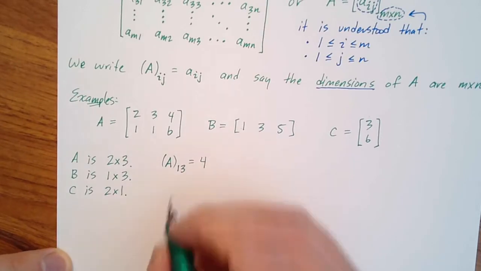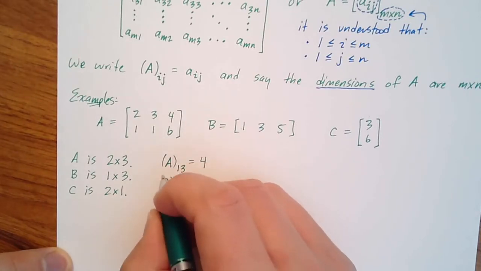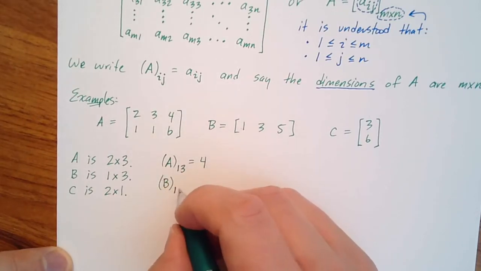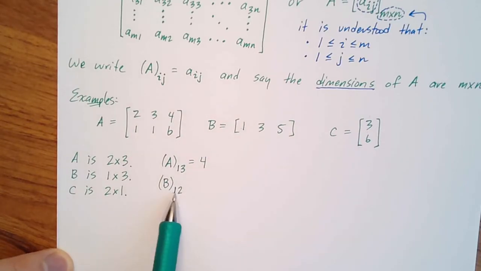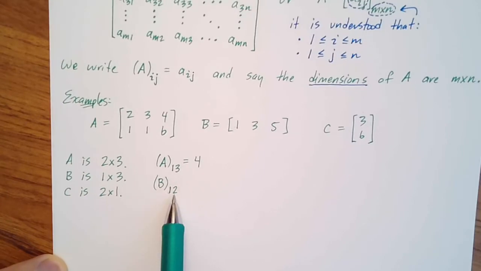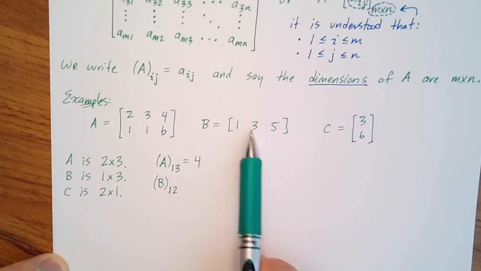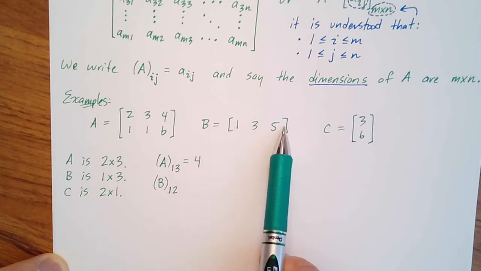And then if I write down, say, the matrix B, and then I pick off the 1, 2 entry, so the entry in the first row and the second column, well, there's only 1 row, so that first index better be 1, right? There's no other first index here that would make sense except 1, since there's only 1 row. But the second index could be 1, 2, or 3, and it is a 2 in this case, so we're going to take the second entry in the first row, so it's a 3.